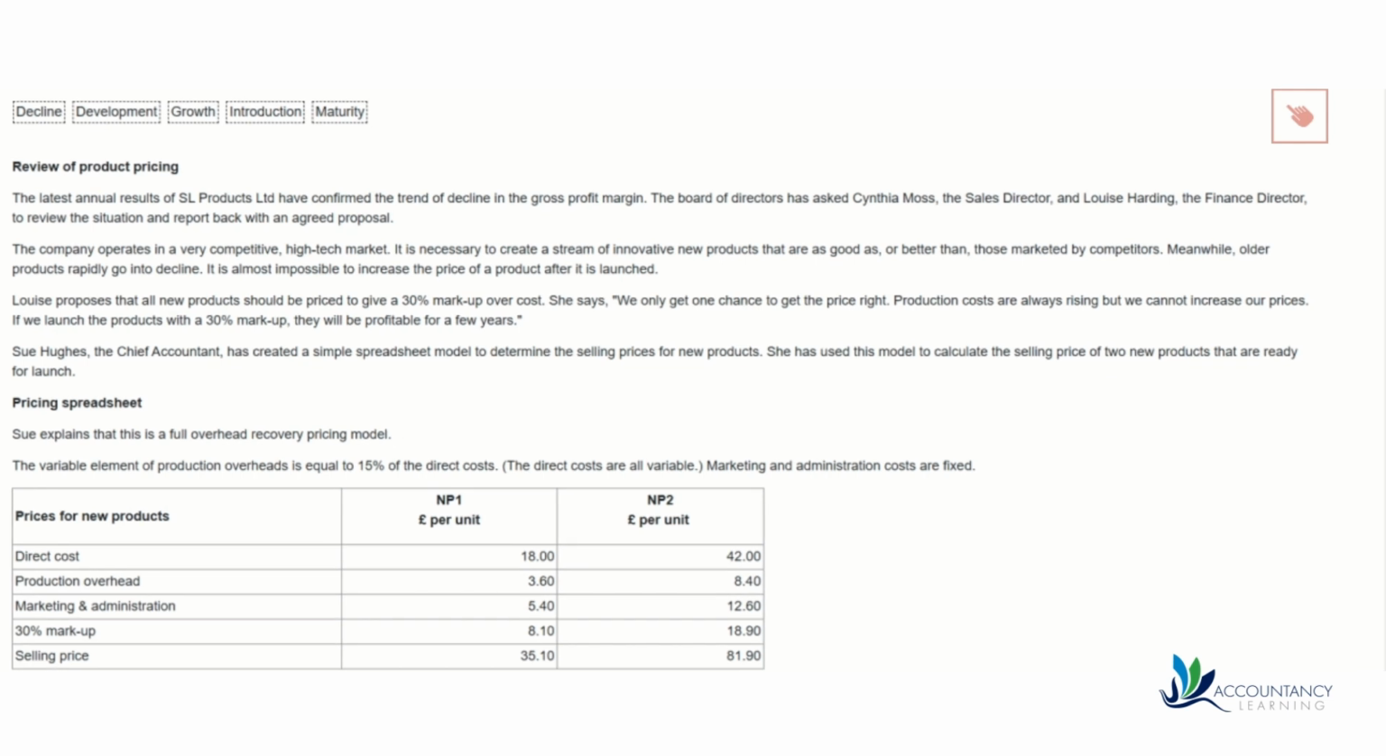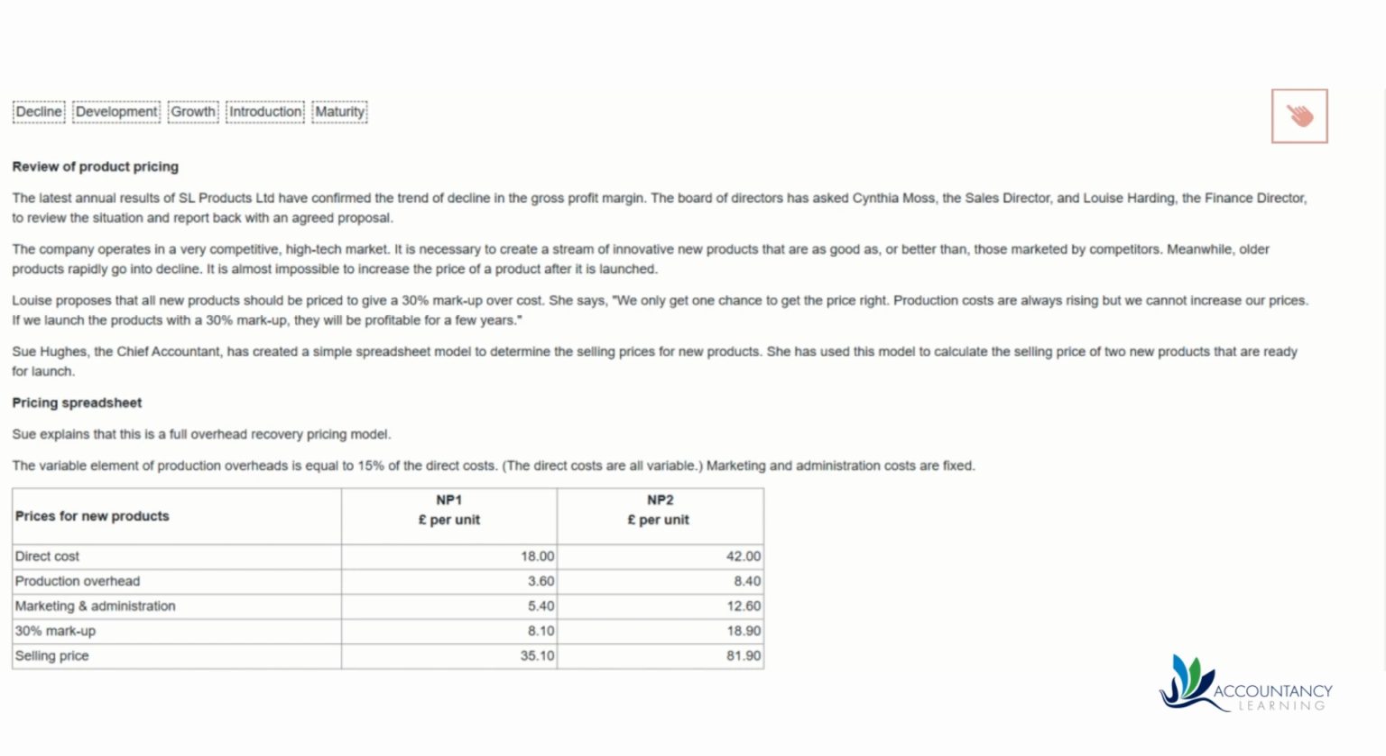So the latest annual results of SL products have confirmed the trend of decline in the gross profit margin. The Board of Directors has asked Cynthia Moss, the Sales Director, and Louise Harding, the Finance Director, to review the situation and report back with an agreed proposal. So the company operates in a very competitive high-tech market. It is necessary to create a stream of innovative new products that are as good as or better than those marketed by competitors. Meanwhile, older products rapidly go into decline, and it's almost impossible to increase the price of a product after it has launched.